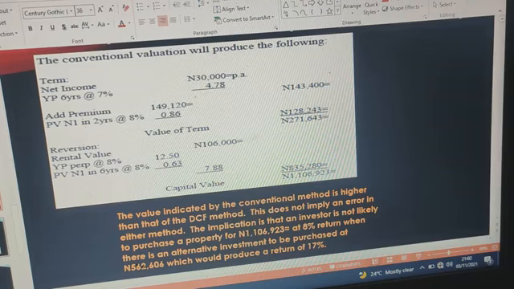This does not imply an error in either method. The implication is that an investor is not likely to purchase a property for N1,106,923 equals at 8% return when there is an alternative investment to be purchased at N562,606 which would produce a return of 17%.